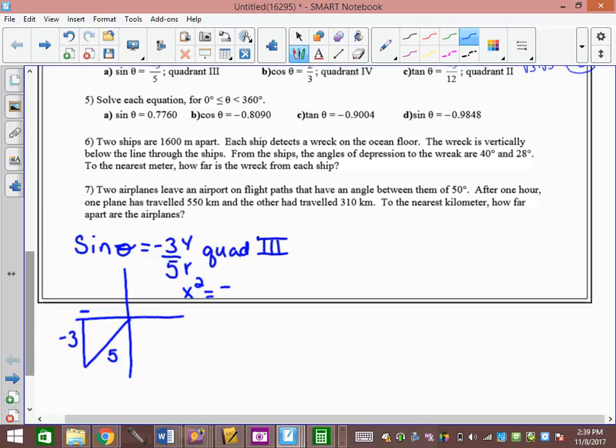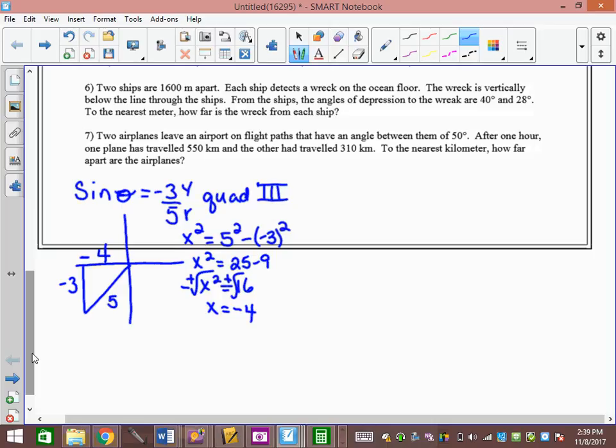X squared equals 5 squared minus negative 3 squared. So x squared equals 25 minus 9. X squared equals 16. X equals positive or negative when you take the square root, but in this case, it's negative 4 because it's in this quadrant. If you mess it up, you'll pick the wrong one and you won't get it right.